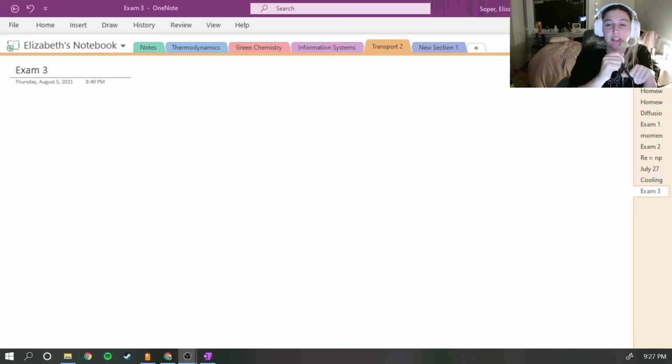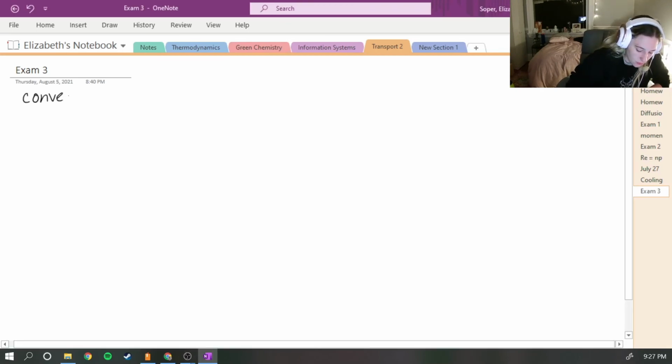So let's just get into it. First, I'm going to write equations that include the mass transfer coefficient and heat transfer coefficient. So we have the convective heat transfer, which equals the heat transfer coefficient times the temperature at the surface minus the temperature of the surroundings.